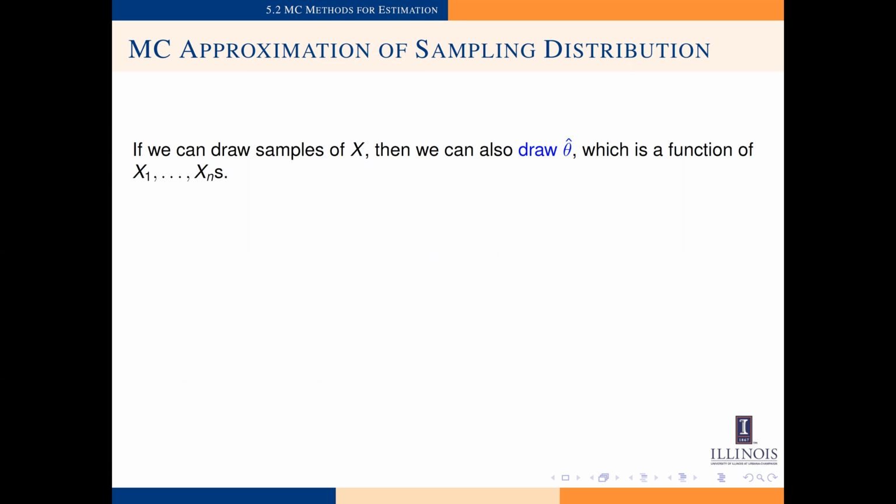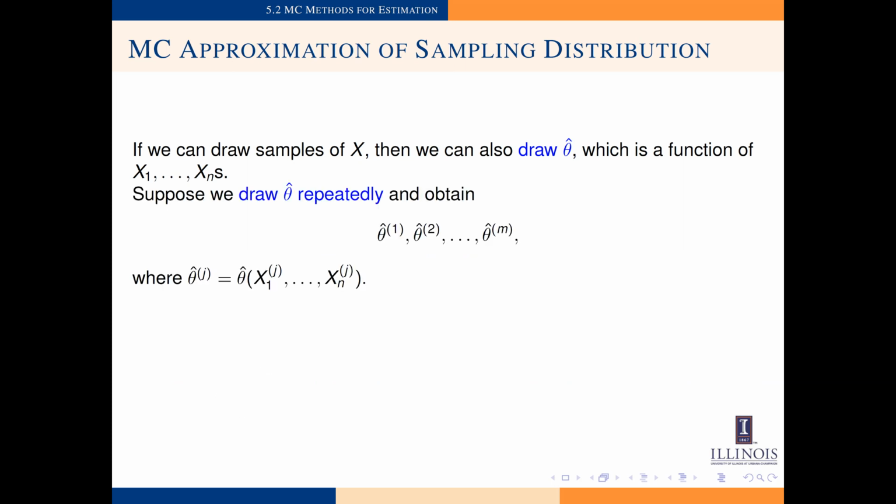So how can we use Monte Carlo approximation for the sampling distribution? So suppose we can draw samples of X, then we can also draw samples of theta hat, which is a function of the X's. So suppose that we can draw theta hat repeatedly and obtain theta hat 1, theta hat 2, all the way up to theta hat m, where each of these m draws for theta hat, so let's say the jth draw, theta hat j, is given by the theta hat function applied to the jth random sample of size n. So x1 of j, x2 of j, all the way up to xn of j.